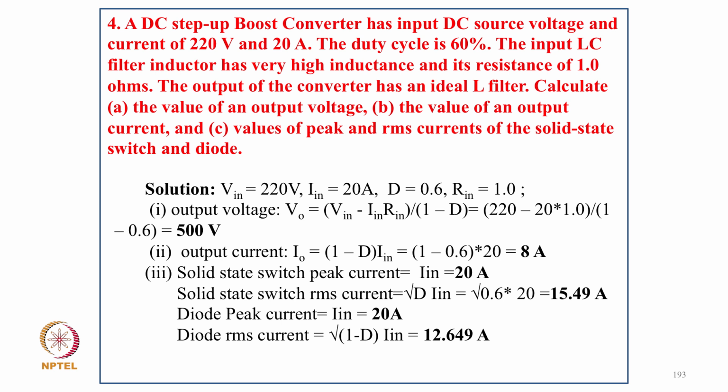So Vin is 230 volt, Iin is 20 ampere, D is 0.6, Rin is 1 ohm. Output voltage is V = (Vin - Iin Rin) / (1 - D), which, putting in the values, comes to 500 volt. Output current is I = (1 - D) Iin, which comes to 8 ampere. The solid state switch peak current is Iin = 20 ampere. The switch RMS current is root of D times Iin, that comes to 15.49. Diode peak current is 20 ampere, and diode RMS current is root of D(1 - D) times Iin, that is 12.649.